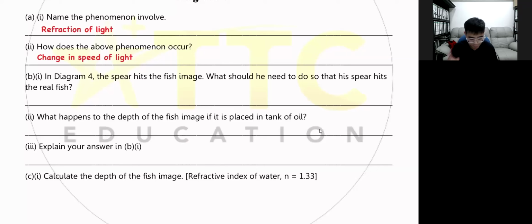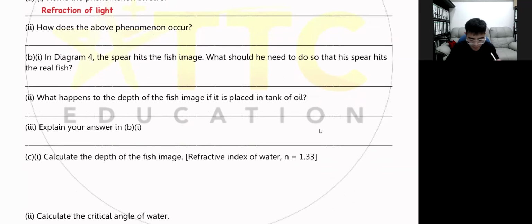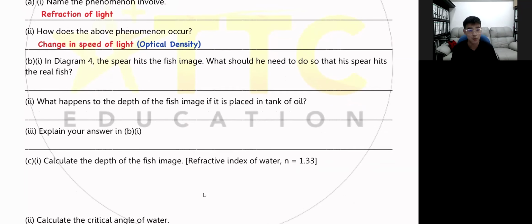So over here, if you remember, for light, do you still remember the factor that causes light to change in speed? It's the optical density of the transparent object. So you can write down now: when light travels from one optical density to another transparent object with another optical density, it causes the speed of light to change. When the speed of the light changes, it also causes the direction of the light to change.